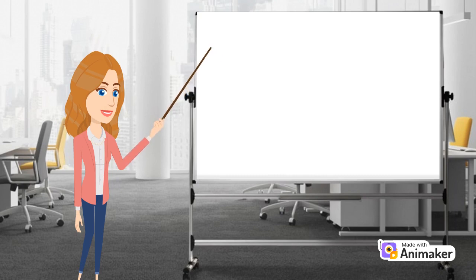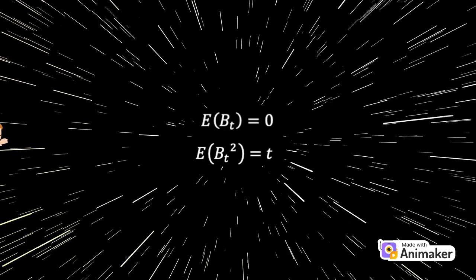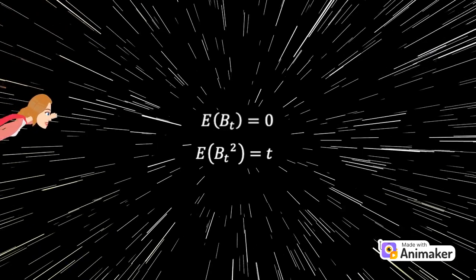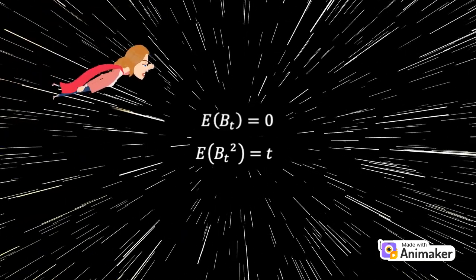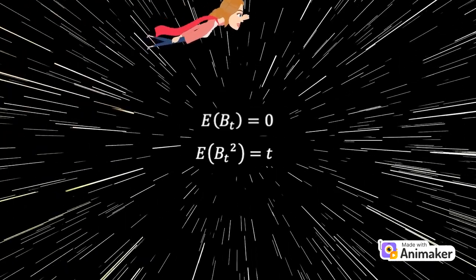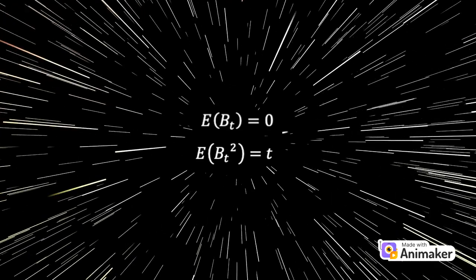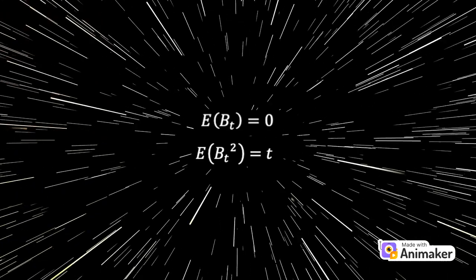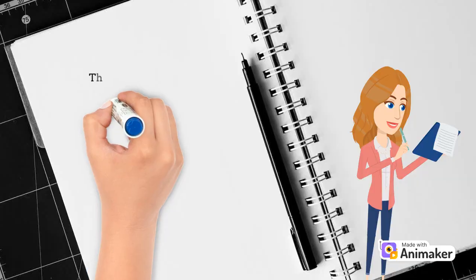We have therefore shown that in the discrete case, the expectation value of Xn is 0, and the expectation value of Xn squared is t. As these two expectation values are independent of the value of n, the number of time steps taken, they are also true for the continuous case, where n tends to infinity, so therefore are also true for Brownian motion, which takes the value Bt. Therefore, the expectation value of Bt can be said to be 0, and the expectation value of Bt squared is t.